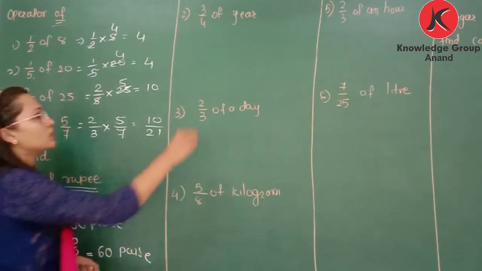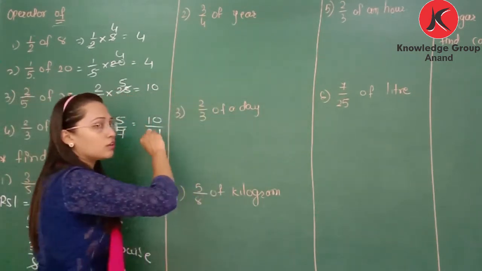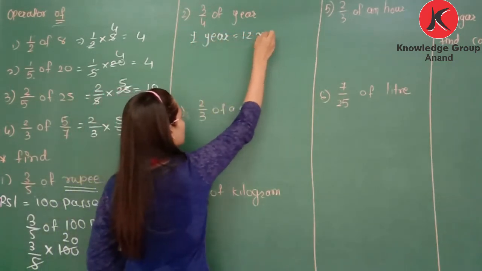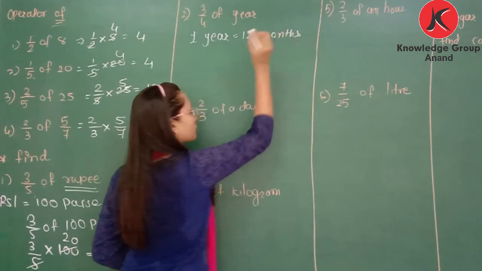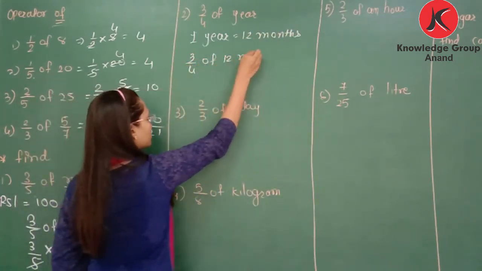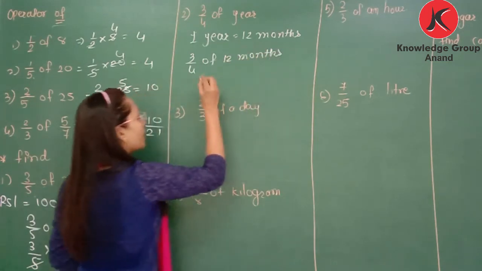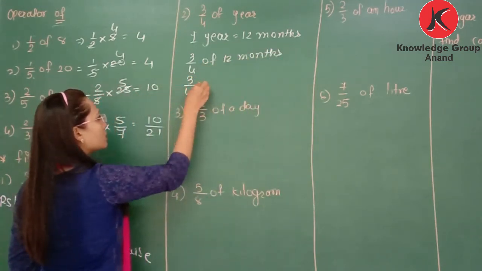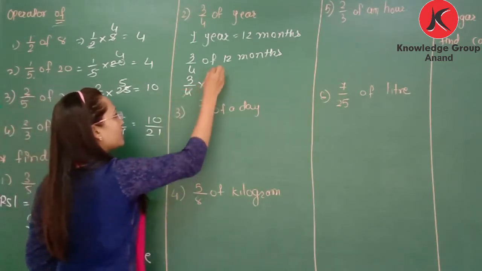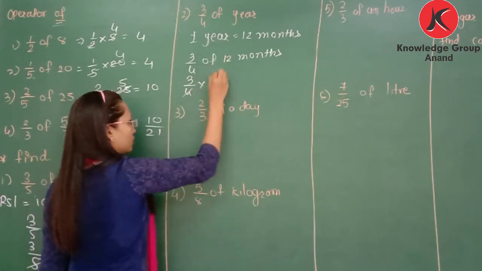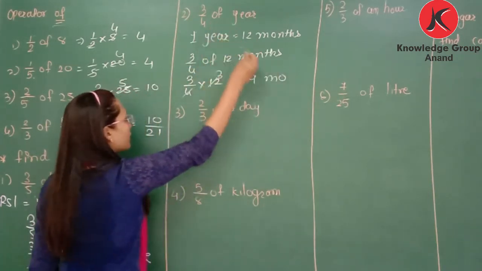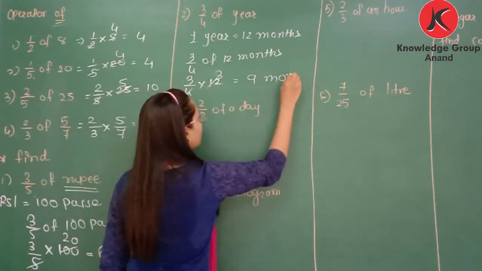Now next, 3 by 4 of a year. So 1 year is equal to 12 months. So we can write 3 by 4 of 12 months. Now of means multiplication. So 3 by 4 multiply 12. You can cut the common factor. 4 3s are 12. So now 3 3s are 9. So 3 by 4 of a year is 9 months.